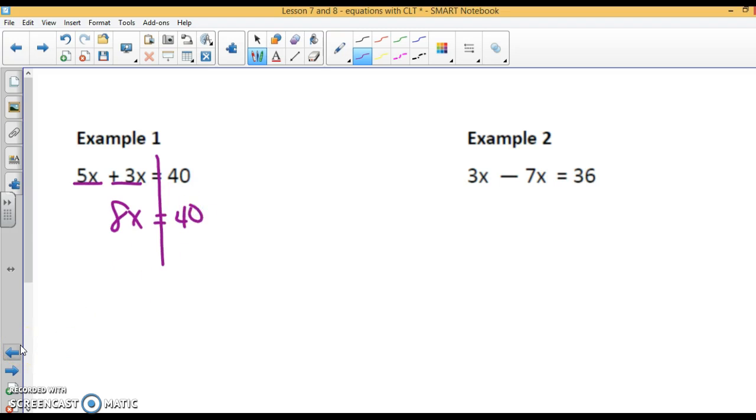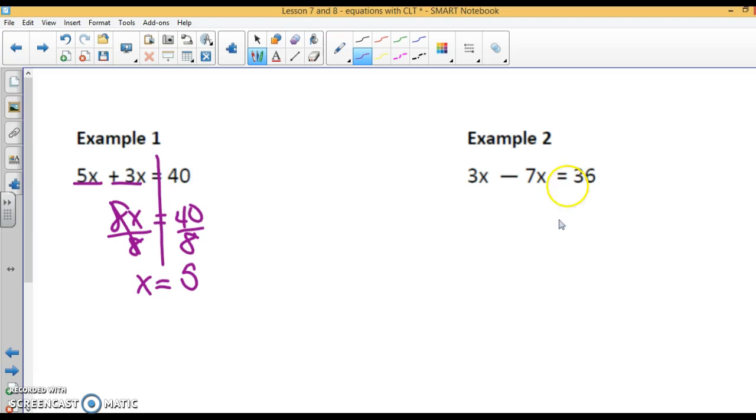General rule of thumb, you want to simplify both sides of the equation if you can before you start solving, before you start transforming. So, what do I do here? This is a one-step equation. This is multiplying by 8. So the opposite, I divide both sides by 8. 8 divided by 8 is 1, so I have x equals 5.